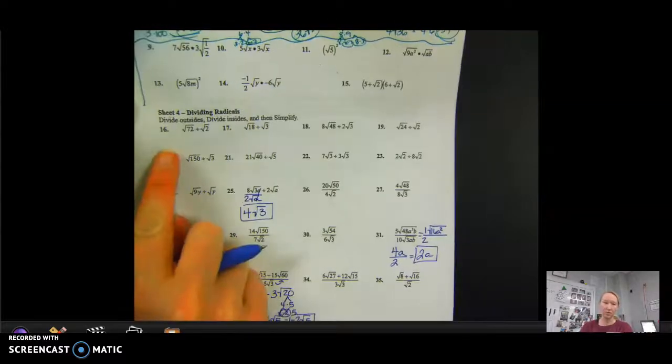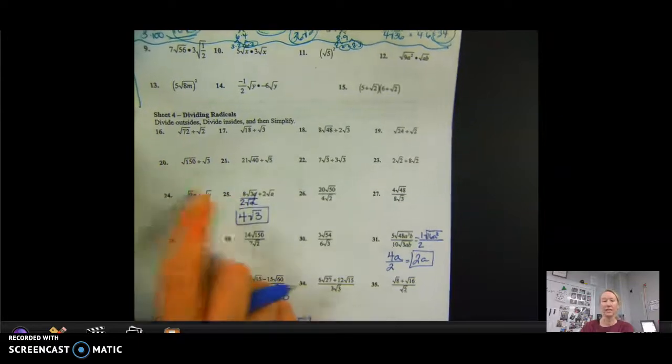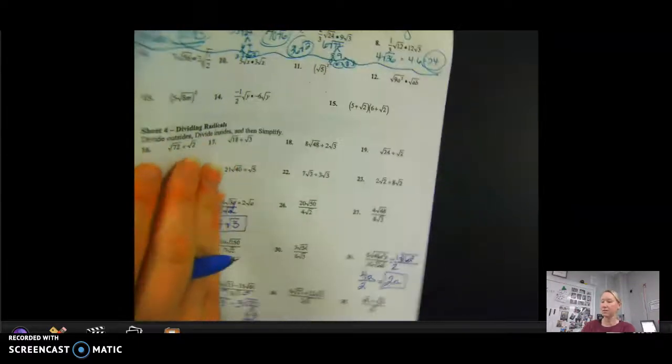Now, that is sheet number 4. So sheet number 4 I want you to do whenever we're done with this video, and then work on the Schoology assignment. The answer key to this is also in Schoology. All right, so let's look back at this, page 2 in your notes.